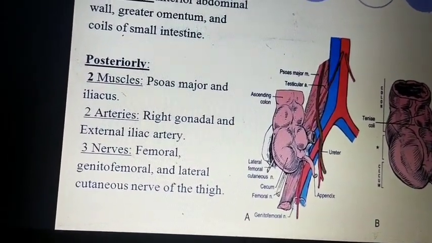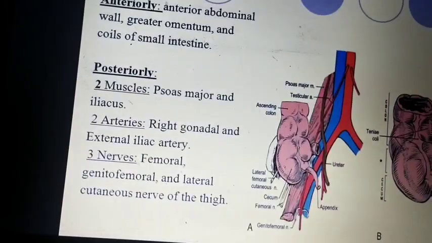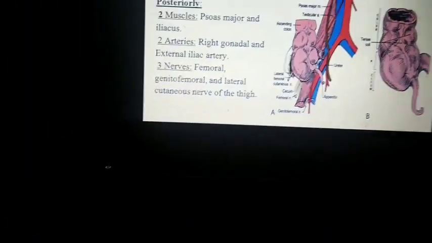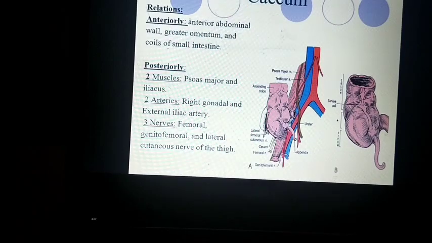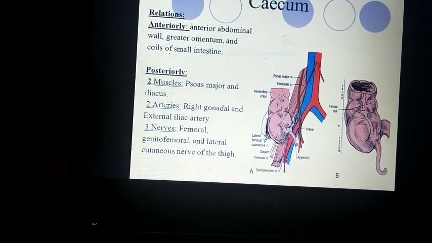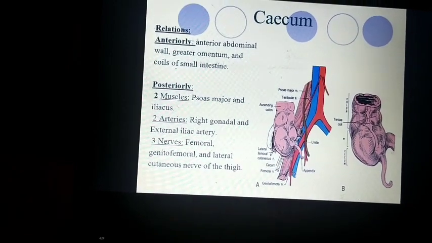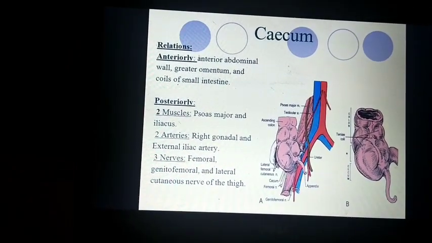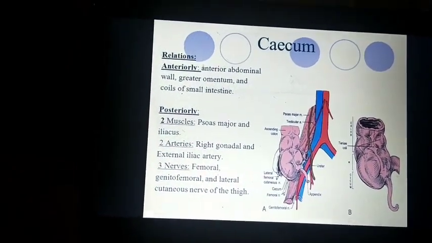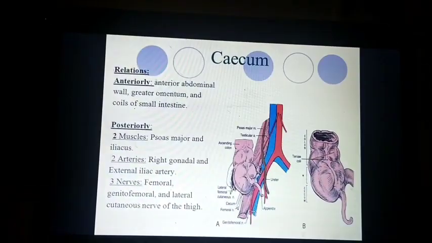Posteriorly it has two muscles: the psoas major muscle and the iliacus muscle. Two arteries: the right gonadal vessel and the right iliac artery. Three nerves: the lateral femoral cutaneous nerve, the femoral nerve and the genitofemoral nerve. Can go for the next slide.